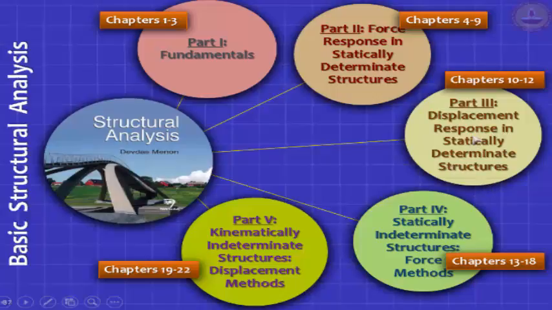There are many methods to find the displacement. Conjugate beam method is only for beams. You can't use it for trusses. You can't use it for frames. So there are beautiful methods. The best method is by applying the principle of virtual work. And this is covered here. After doing this, we are ready to do statically indeterminate structures, force methods, and then we look at the alternative, kinematically indeterminate structures, displacement methods.